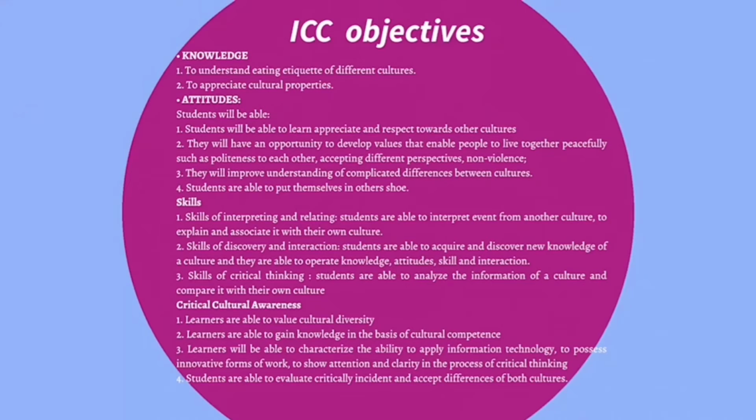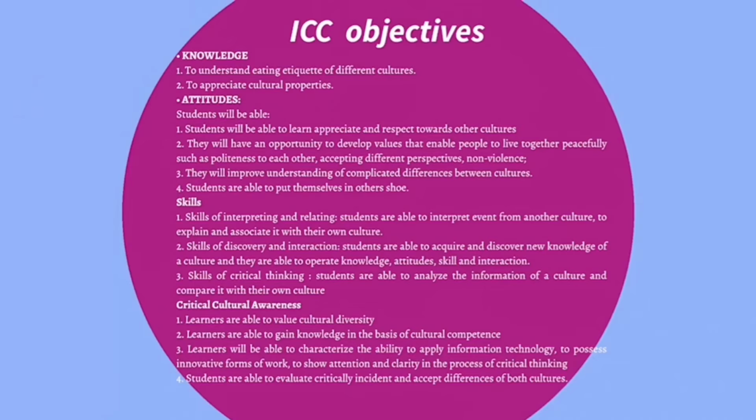We have divided skills into three. First is skills of interpreting and relating. Here students will be able to interpret events from another culture. Second one is skills of discovery and interaction. Here students will be able to acquire and discover new knowledge of a culture, and they are able to operate knowledge, attitudes, skills and interaction. And the last one is skills of critical thinking. Here students will be able to analyze the information of culture and compare it with their own culture.